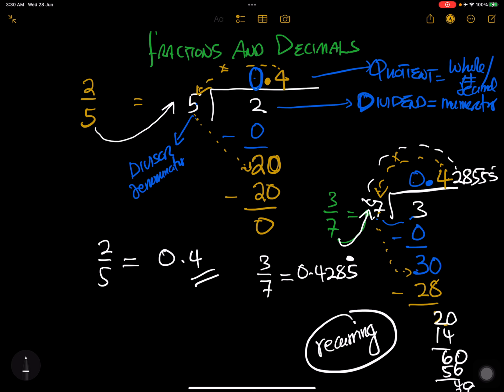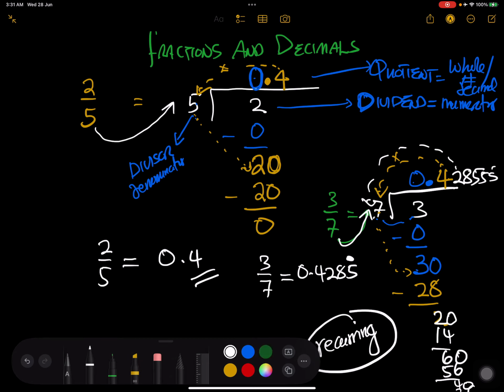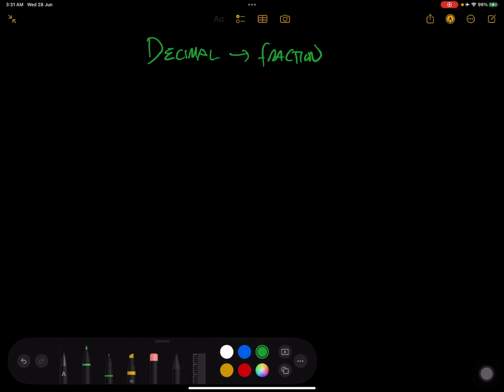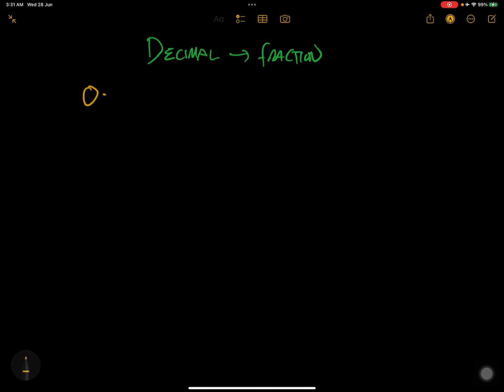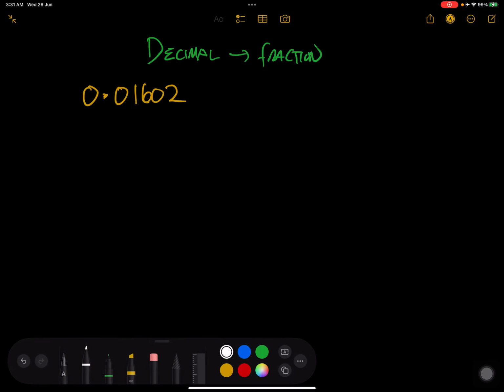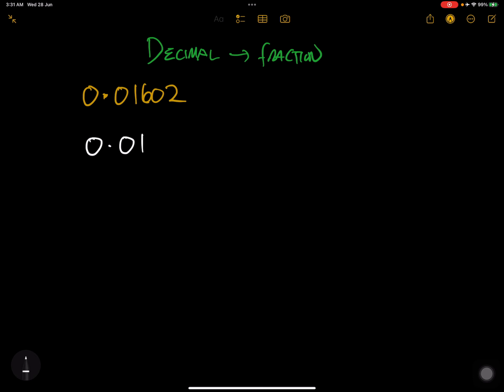So we've looked at fractions and decimals, and I want us to continue by looking at, if you have a decimal, how do we change a decimal to a fraction? We've already done a fraction to a decimal. How do we change a decimal to a fraction? So imagine we have this decimal here, 0.01602. We want to eliminate this decimal point. So what we do is that we rewrite this again, 0.01602.